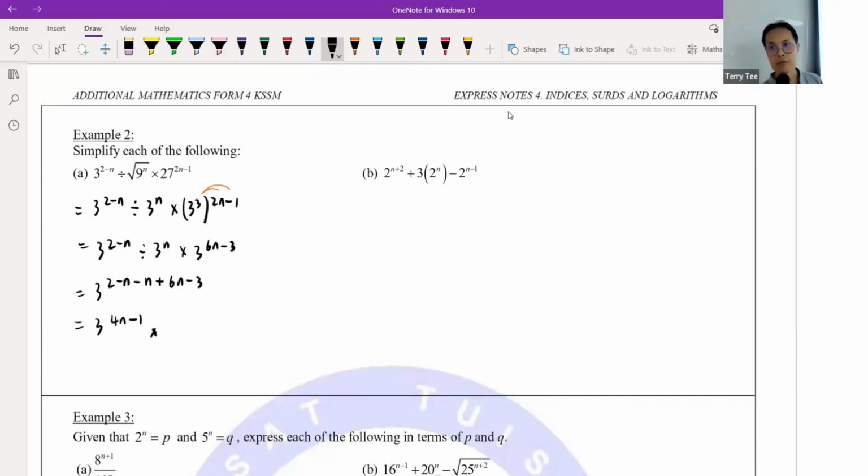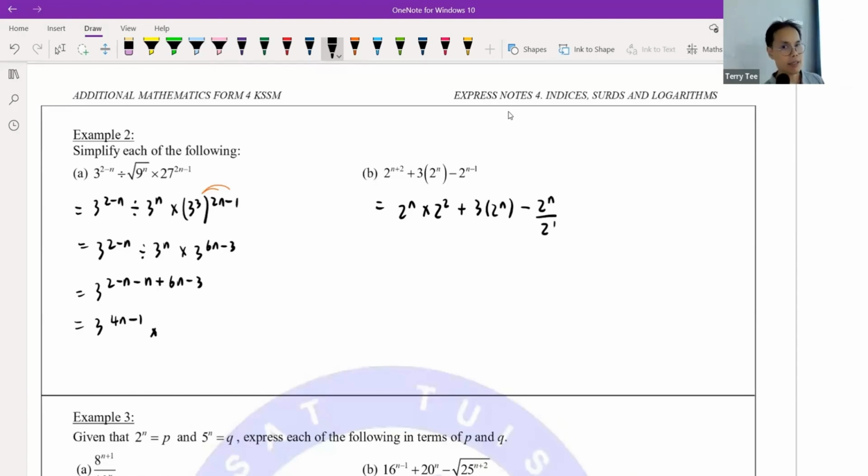Okay, next. For part B, this one involves factorization. Whenever you see there's a plus and minus, it involves 3 terms, right? We will have to factorize. First of all, let's break this up to 2 power n times 2 power 2. Keep this as 3 power 2n. And the last one, leave it as 2 power n, divide 2 power 1.